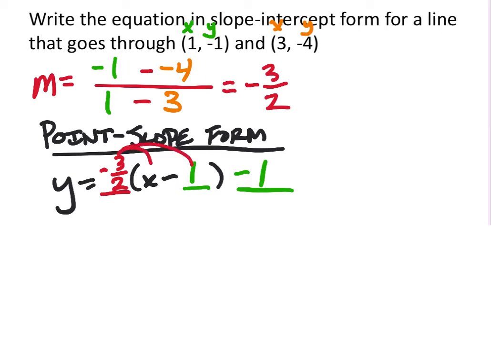So I would distribute my negative 3 halves into the parentheses. Negative 3 halves times x is negative 3 halves x. Negative 3 halves times negative 1 would be positive 3 halves.